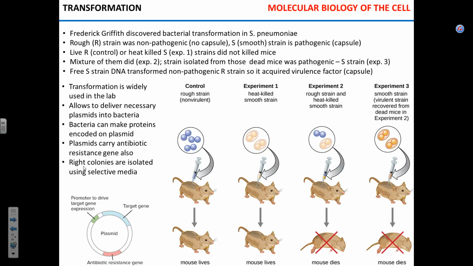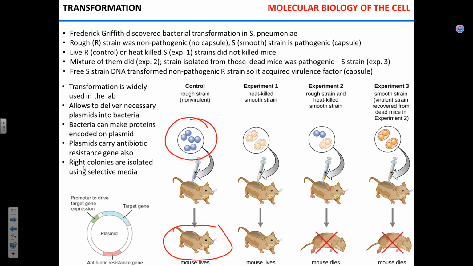Griffith was working with the gram-positive microbe called Streptococcus pneumoniae. You know it from the pneumococcal vaccine. So he worked with two strains. The non-pathogenic rough strain did not have a capsule as a virulence factor, and therefore did not kill mice after inoculation. Mice survived the inoculation with the non-pathogenic strain.